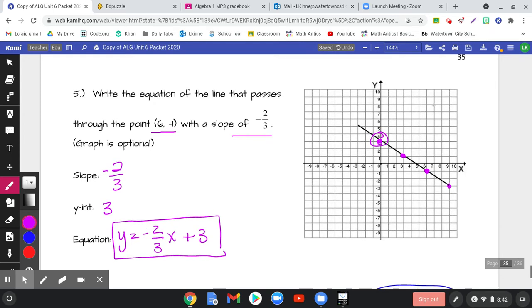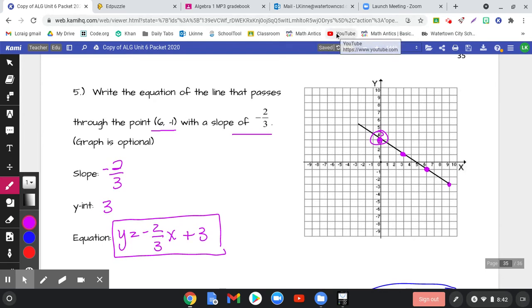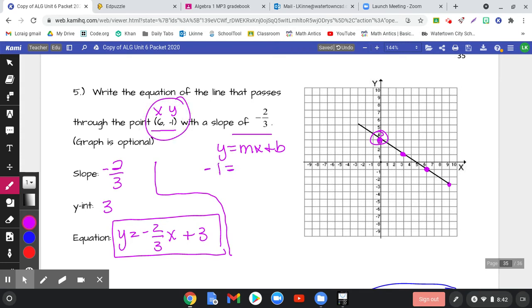All right, now if you wanted to do it by hand, remember you can use y equals mx plus b and then the x and y value of your point. So this is option 2. I know many of you like to just use the graph, but I want to hit on this. So instead of y equals, I'm going to put in the value negative 1 equals from our point. Instead of m times x, m is slope, remember? So negative 2/3 times my x value in my point, 6, plus b.